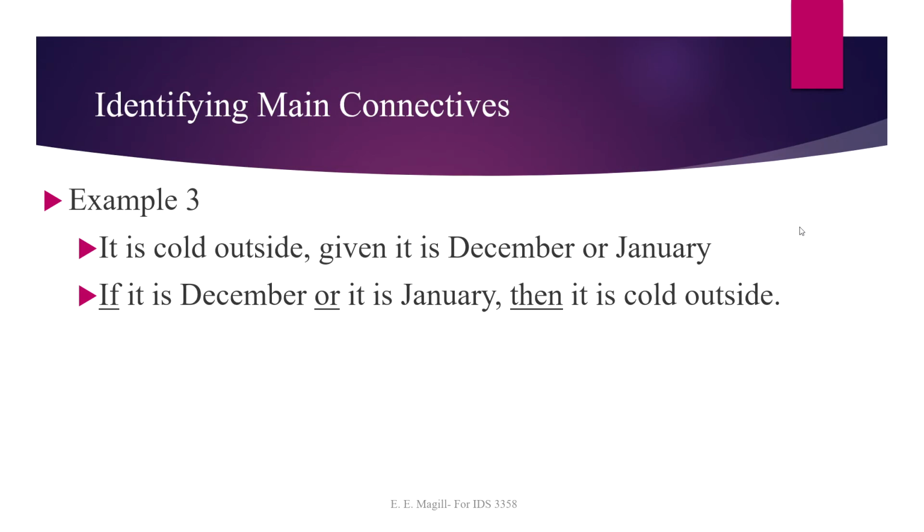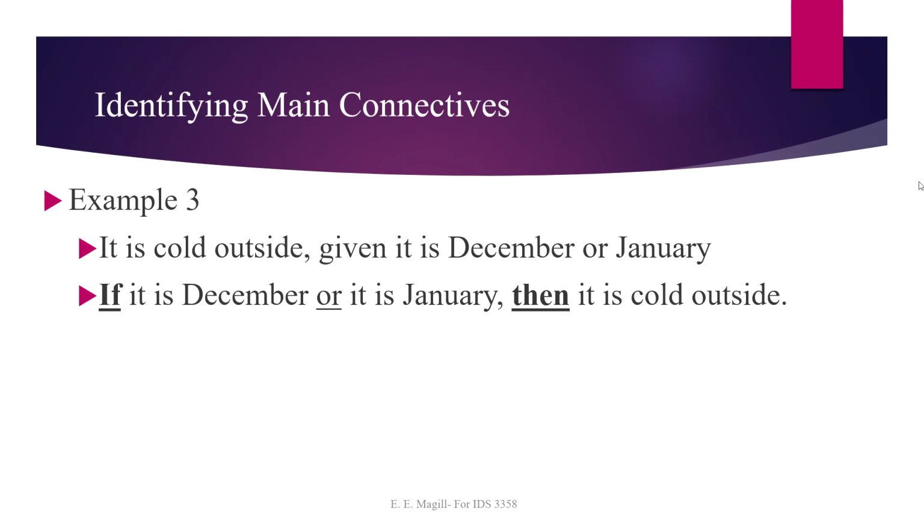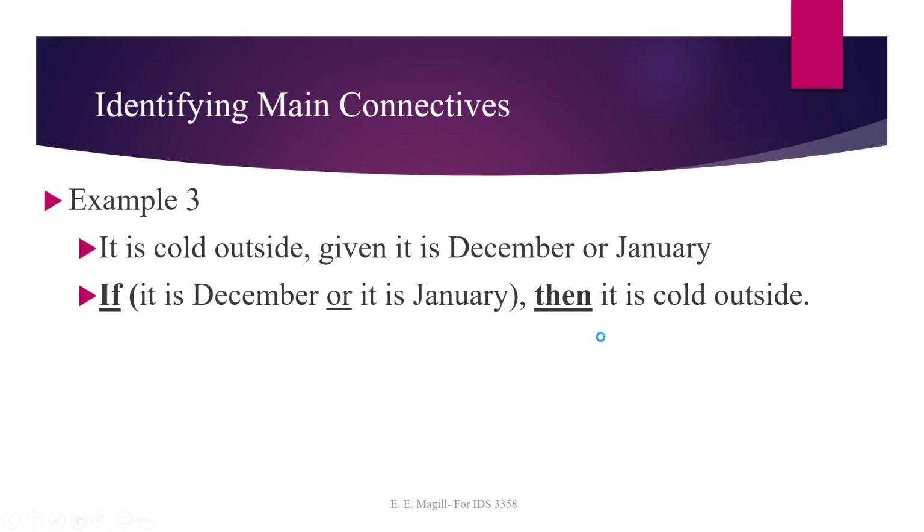With the paraphrase now, it's pretty obvious that this material conditional is our main connective, because the disjunction is inside of that antecedent before the "then." So now we need to add parentheses that will preserve the meaning in that symbolization. To make it clear that that whole disjunction, "it is December or it is January," is the antecedent, we put that compound sentence in parentheses like this.